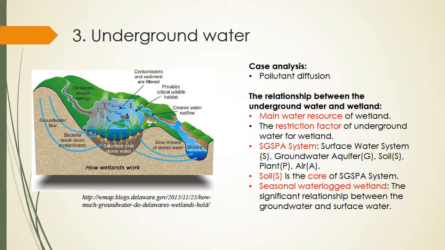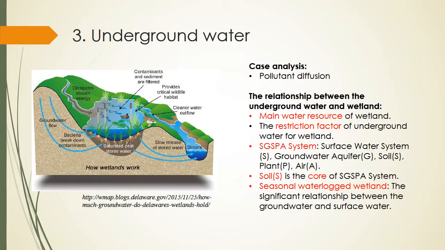Let's get into the next aspect, which is the underground water of the wetland. We can see the diagram over here. It shows the contamination process of the underground water of the wetland, which clearly reflects the relationship between the underground water and the wetland. We can see the contamination source discharges into the river and stream, which means they are participating in the water cycle of the wetland. We should understand there is a very complex relationship between the wetland and the underground water.